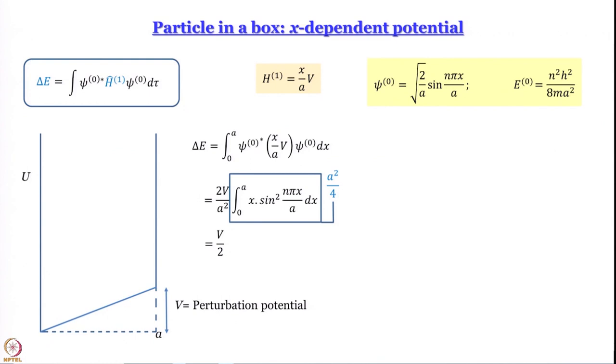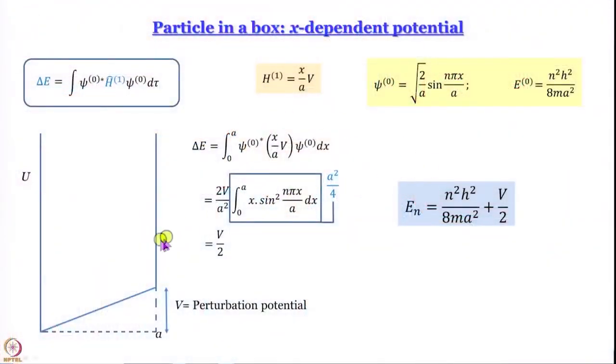So, you see how simply, how easily we have been able to find out the value for the first order correction to energy of the system even without working out what the wave function actually is. This is the beauty of approximation methods. You do not have to know the wave function to get the energy. You can get the energy first, then worry about the wave function.